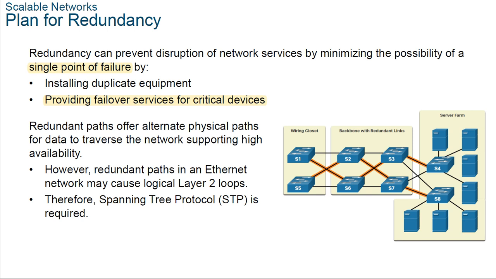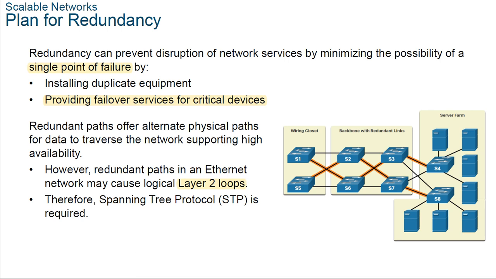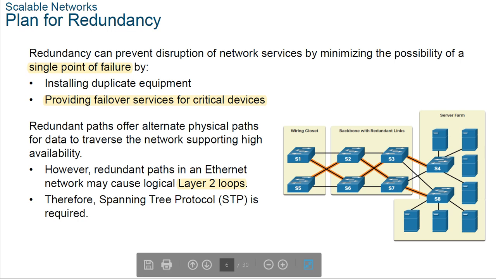So redundant paths offer alternate physical paths for data to traverse the network, supporting high availability. However, redundant paths in an Ethernet network may cause the logical layer to loop. That's why we're using STP, spanning tree protocol, to eliminate this loop. Okay.